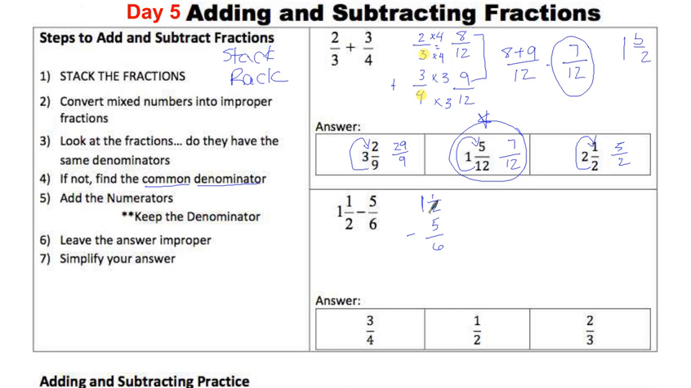Then we need to do the magic C to turn things improper. So 2 times 1 is 2 plus 1 gives me 3 over 2. And this 5/6 is just going to stay 5/6. Then I need to look, do they have a common denominator? They do not at the moment.